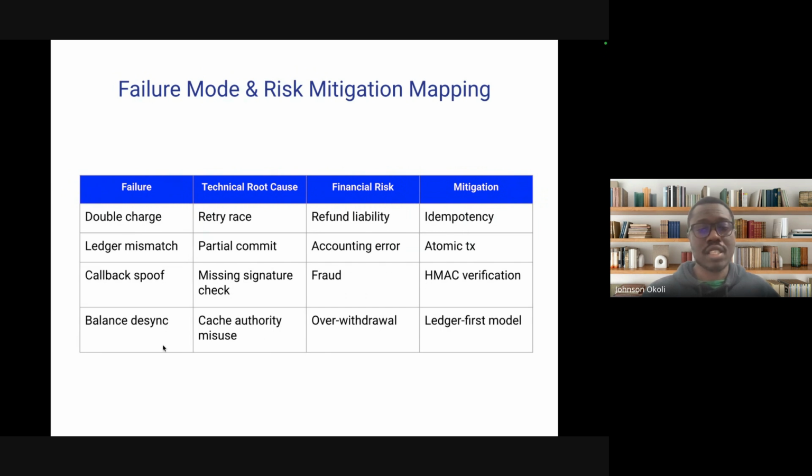Then account balance sync. This is more often when the user's account balance does not tally with what the ledger is saying. So like we've been iterating so far, you have to consider your ledger first to be able to get the actual and final balance of a particular wallet.